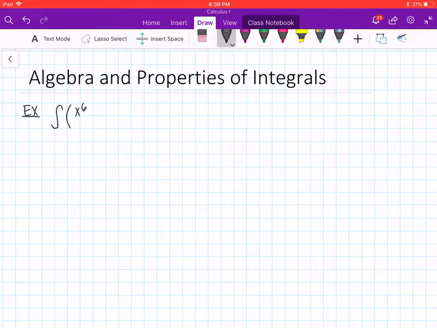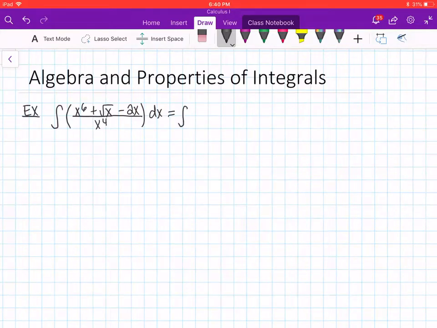So if we had x to the 6th plus the square root of x minus 2x over x to the 4th, and then we have dx. Alright, so it's not just x to some power, so we can't take the antiderivative right away. However, we can do some algebraic techniques to make it x to some power.